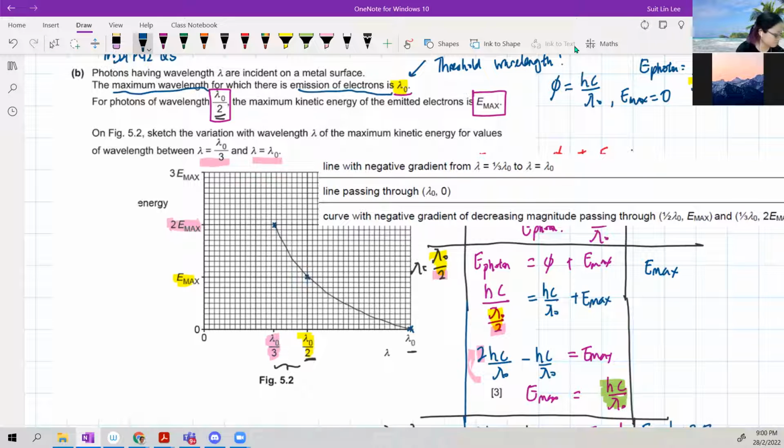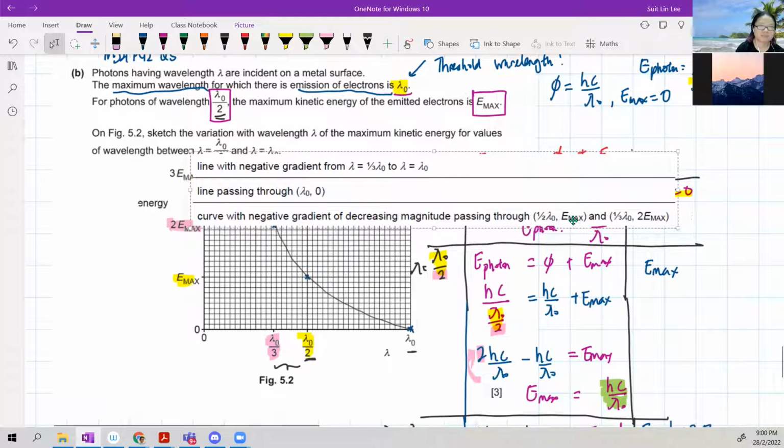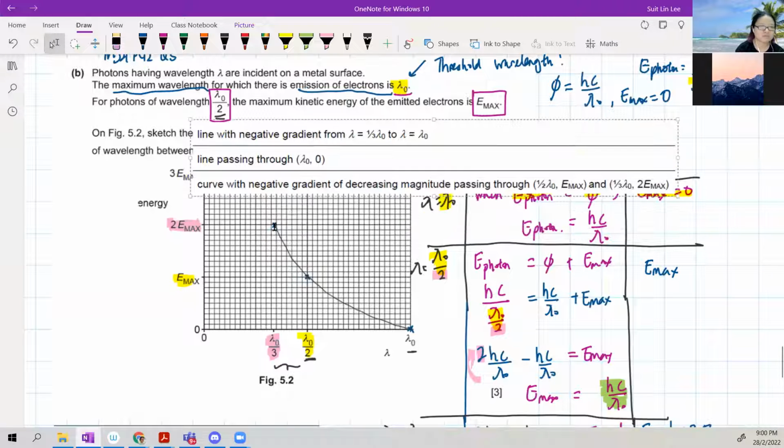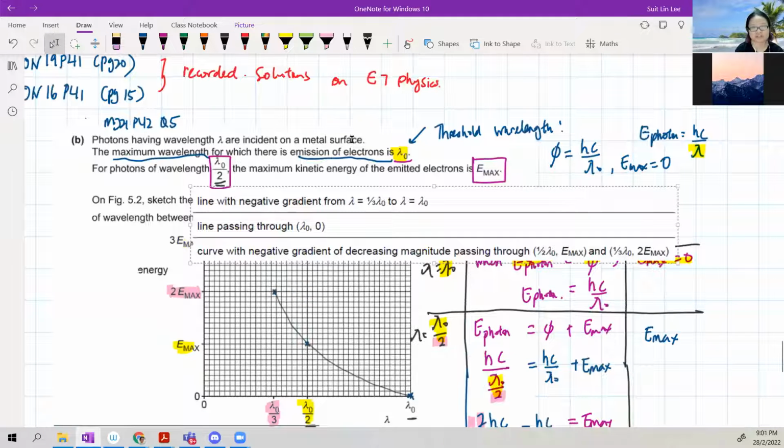Okay, threshold. So curve with negative gradient of decreasing magnitude. Yep, there's a curve passing through half lambda naught, Emax, this point, and 1/3 lambda naught, 2 Emax, this point. So even if you can't find the points, as long as you draw the right shape, you should be okay. And you should know the first point just by inferring the idea of threshold wavelength, because threshold wavelength is related to minimum energy. So I use up all my energy already, and I have no more energy left for maximum.